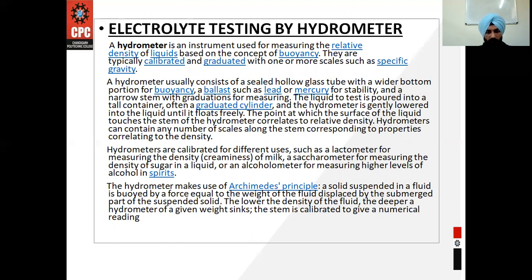The hydrometer makes use of Archimedes' principle: a solid suspended in a fluid is buoyed up by a force equal to the weight of the fluid displaced by the submerged part of the suspended solid. The lower the density of the fluid, the deeper a hydrometer of a given weight sinks. The stem is calibrated to give a numerical reading.